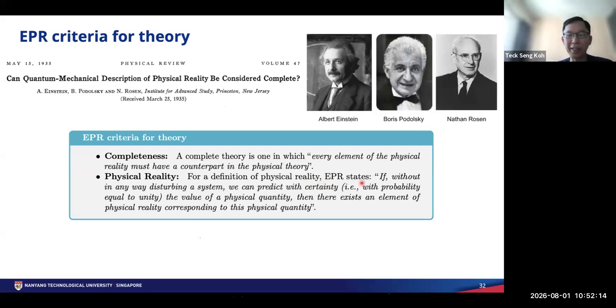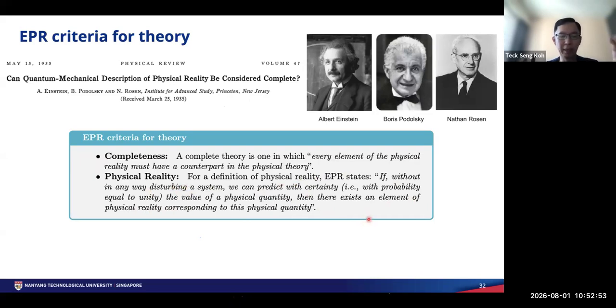And this definition, which I actually have trouble completely understanding, so I'll give you my best interpretation later. They say that if, without in any way disturbing a system, we can predict with certainty, probability equal to 1, the value of a physical quantity, then there exists an element of physical reality corresponding to this physical quantity. So we saw that measurement disturbed a state, if you went from measuring the Stern-Gerlach beam in the Z direction and then the X direction. So how can we think about this as not disturbing the system?